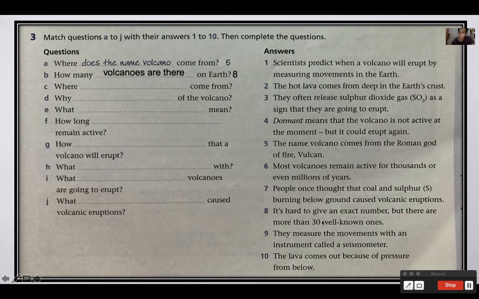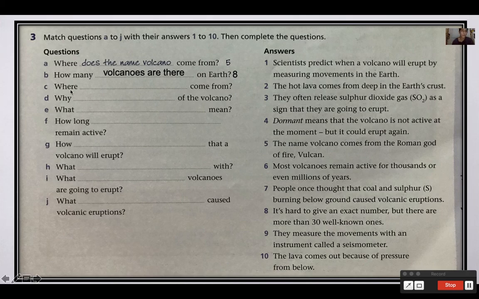Let's see. It's hard to give an exact number, but there are more than 30 well-known ones. How many volcanoes are there on Earth? It's hard to give an exact number, but there are more than 30 well-known ones.